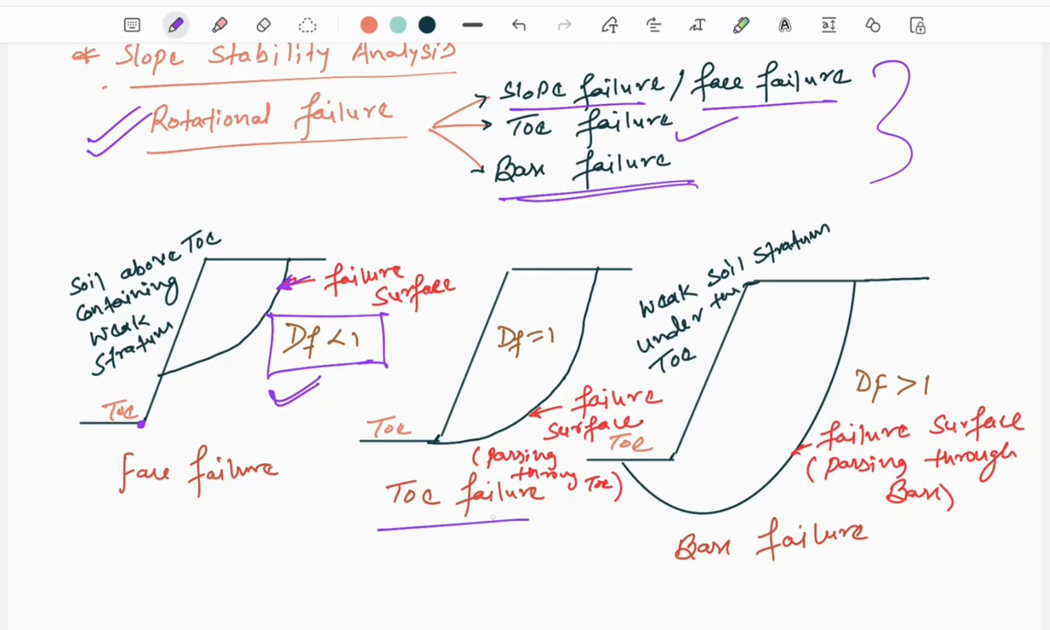Second is the toe failure, when the failure surface passes through the toe. In this case, the depth factor is equal to 1, and this is called toe failure. And third one is the base failure. This failure occurs when the failure surface passes below the toe of the slope. So this is called base failure. Okay. So in base failure, the depth factor is greater than 1. So the weak soil stratum is under the toe.